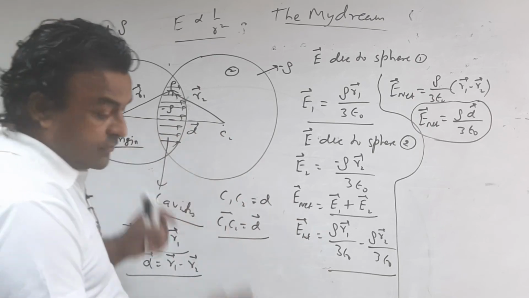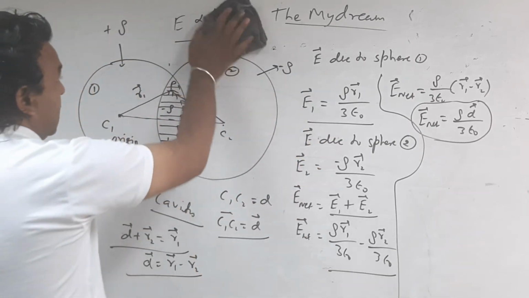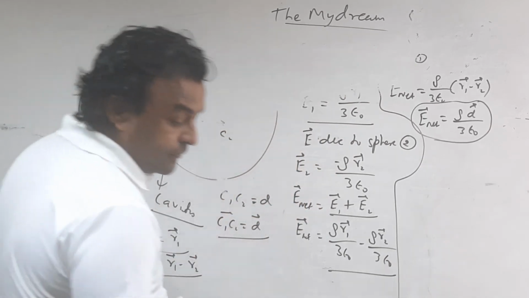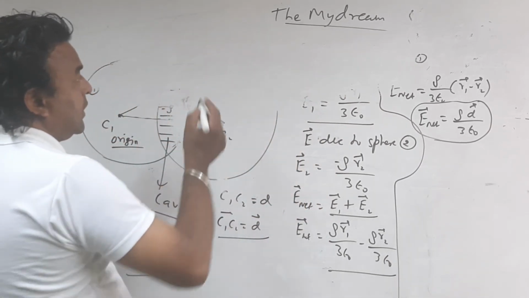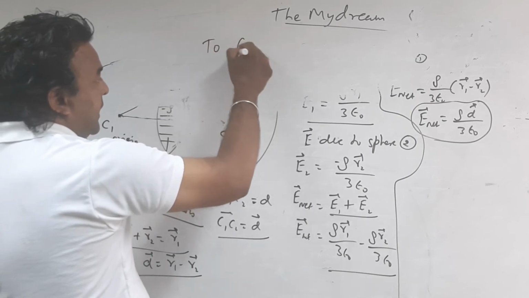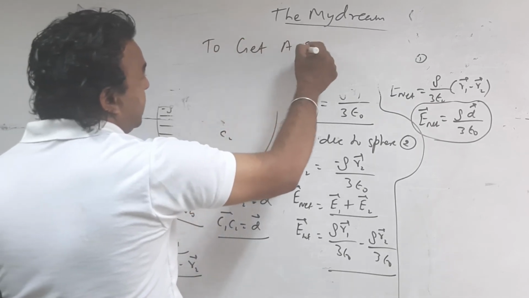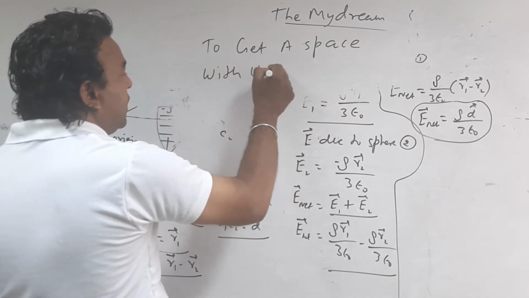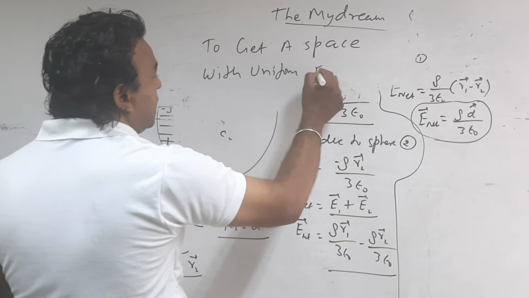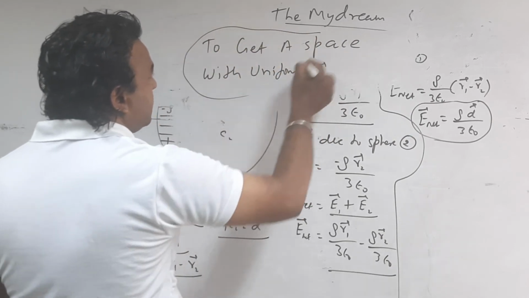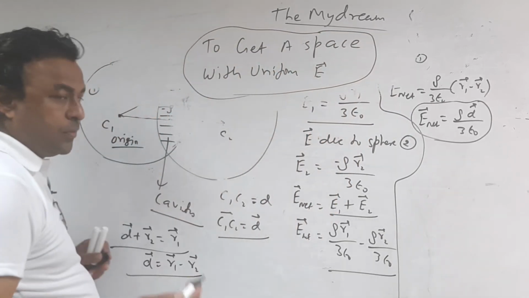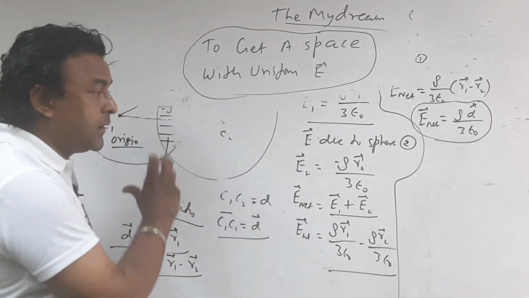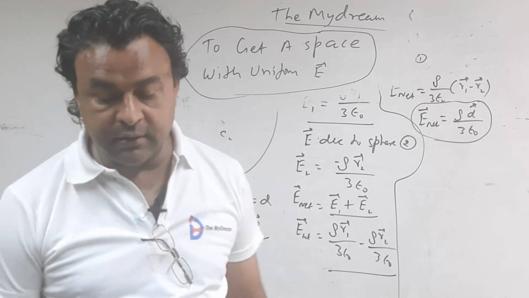So this was my purpose. Let me revise it again. I was trying to find, because I took the help of Gauss theorem, our purpose was to get a space with uniform E. Of course, due to the two plates of a capacitor also we can get uniform electric field intensity, but here making a cavity is a rather easier way.